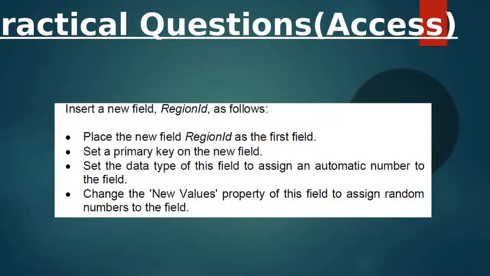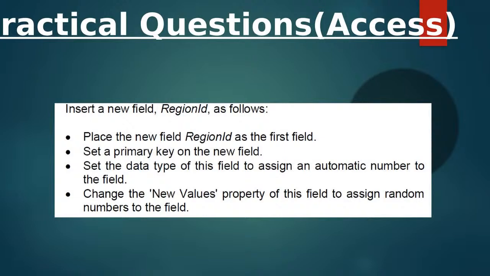Then we go on to Access. So this is grade 11 and 12. Now with Access, here we are inserting a new field. We are now in the design view of your table. They want us to insert a new field. There's the name of the new field. So we first go to our design view. We create the new field, place the new field as the first field. So we need to move it up the ranks as well. We need to set the primary key, the data type of this field to assign an automatic number.